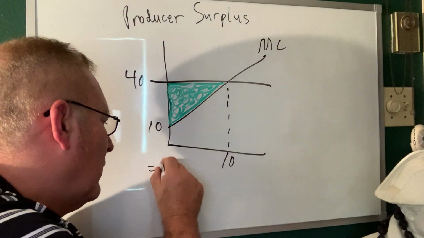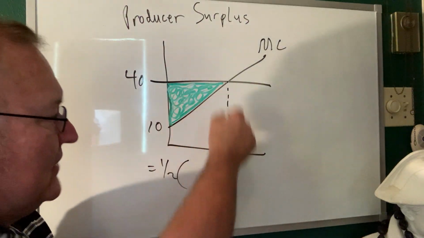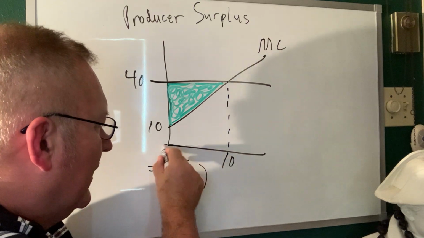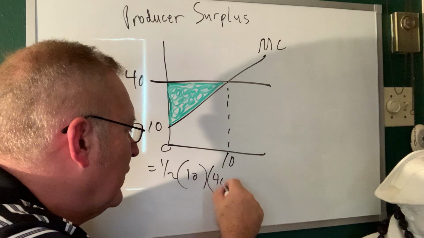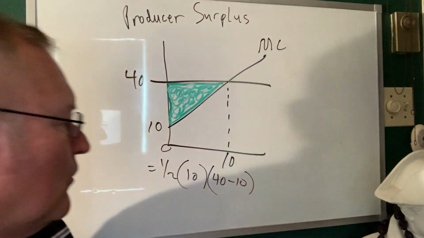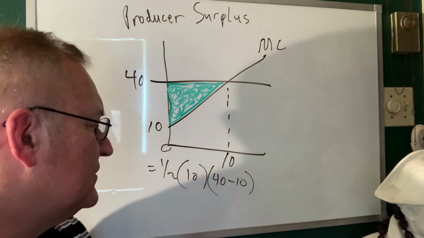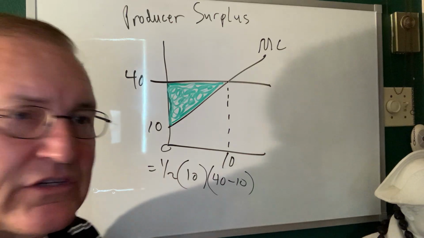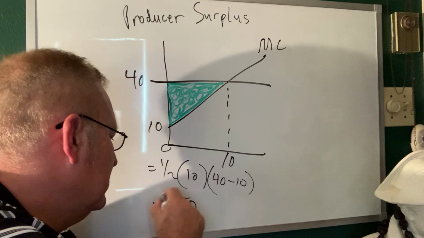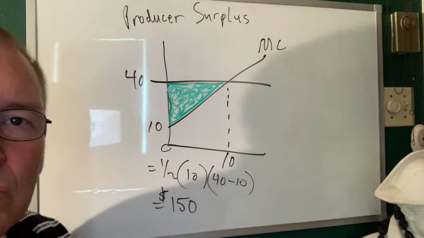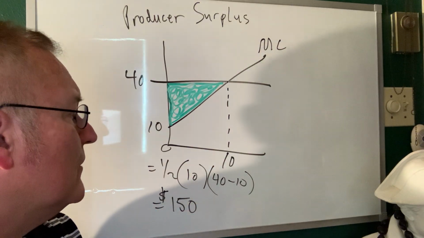And just like before, 1/2 base times height. The base in this case is going to be 10, 0 to 10. And then the height this time is going to be 40 minus 10. So 40 minus 10 is what? 30. Half of 30 is 15. 15 times 10 is 150. The total producer surplus in this case would be 150.